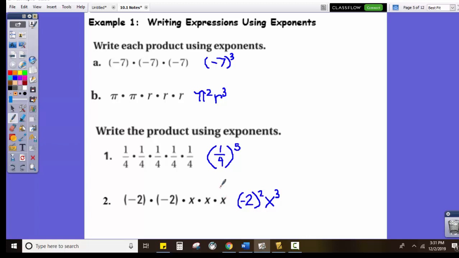Okay, and one thing I really want to point out to clear up any misconceptions here, x times x times x is not 3x. Okay, it is x to the 3rd. So make sure you don't write it like this. That would be 3 times x.